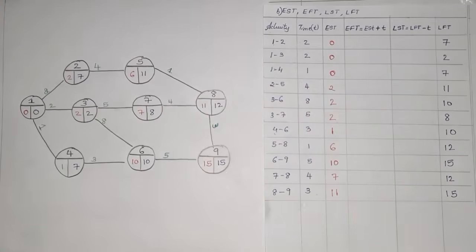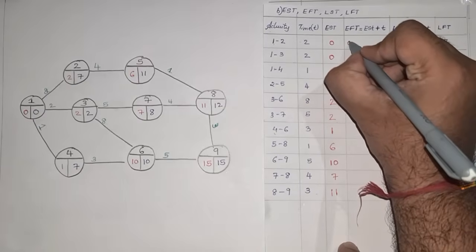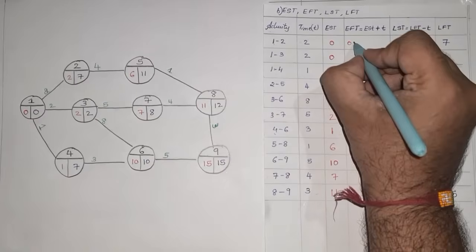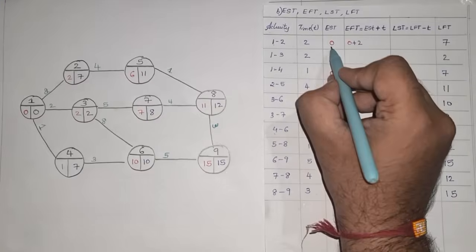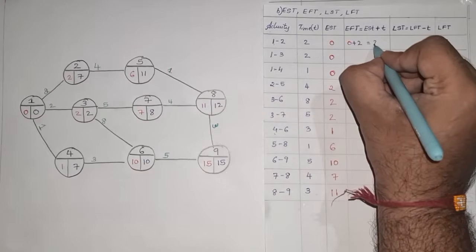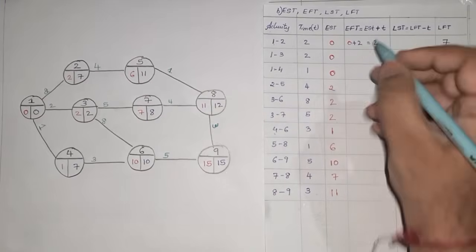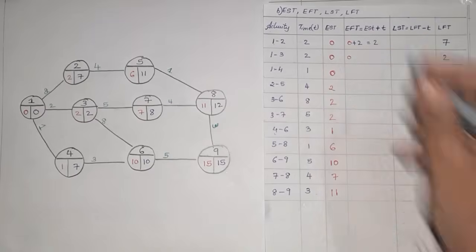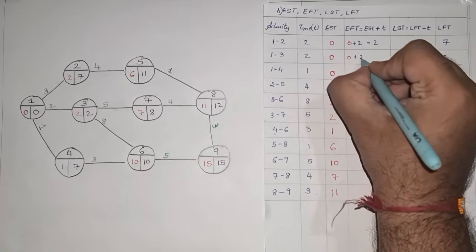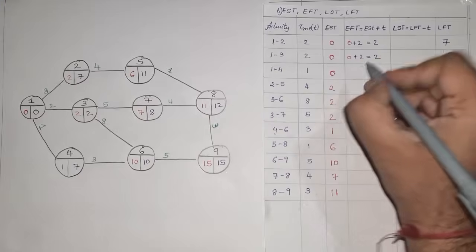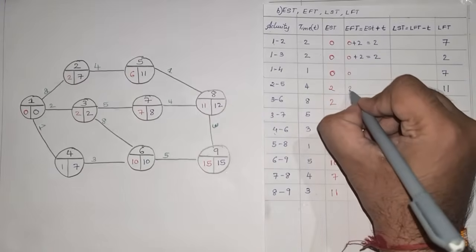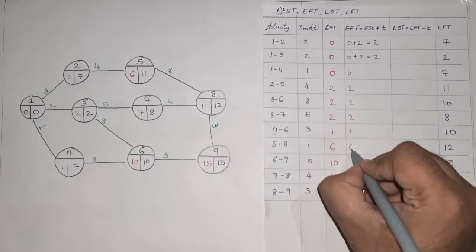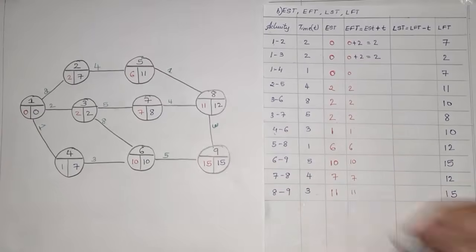For the first case, I'll show it to you all. This is supposed to be 0 plus 2, which is 2. In the second case, it would again be the early start time, so 0 plus 2, it is 2. So what I do here is note down all the early start times: 0, 2, 2, 2, 1, 6, 10, 7 and 11.